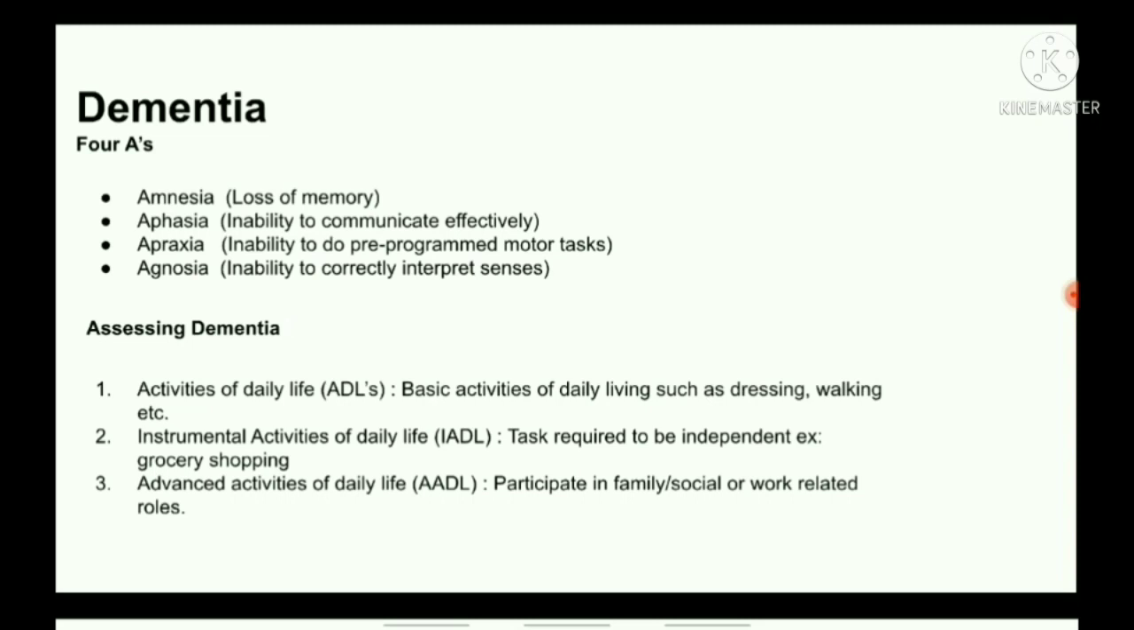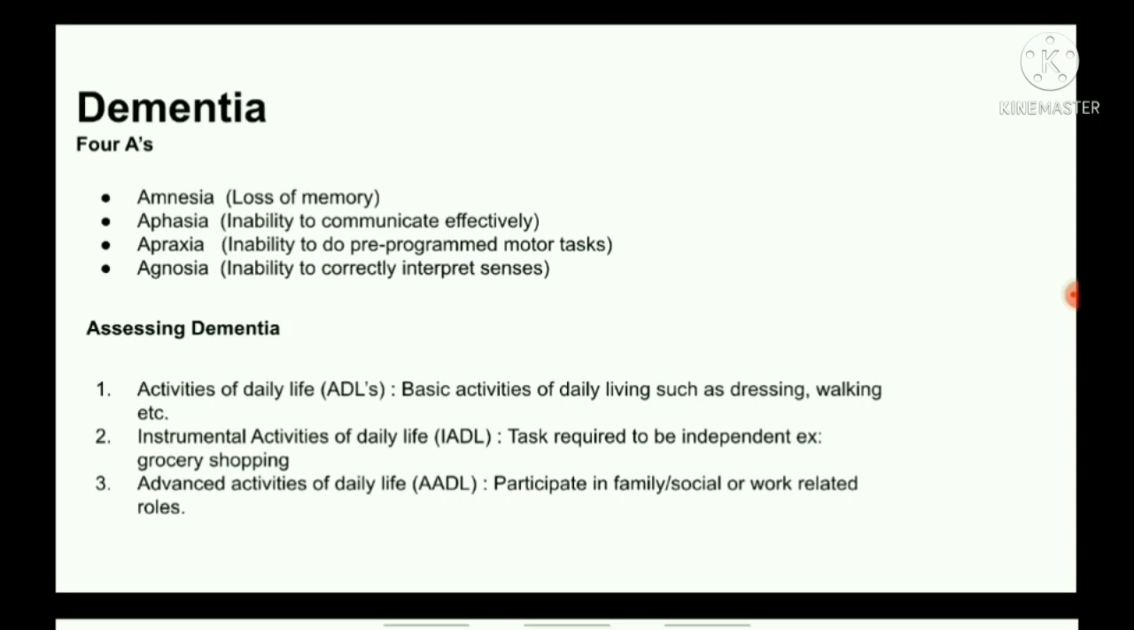The third A, which is apraxia, this is inability to do pre-programmed motor tasks. Patients with this cannot do their job. Patients who can work start making mistakes at work. If dementia gets severe, then patients cannot do things like chewing, swallowing, walking.